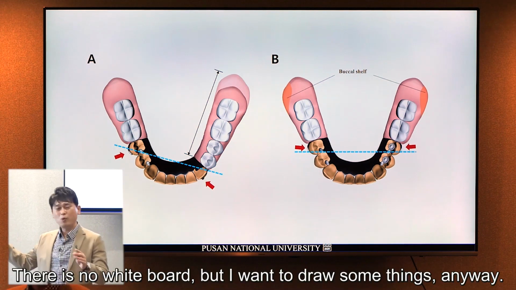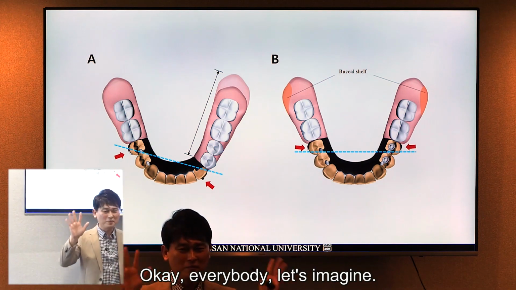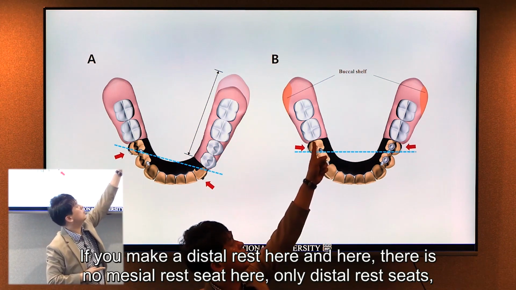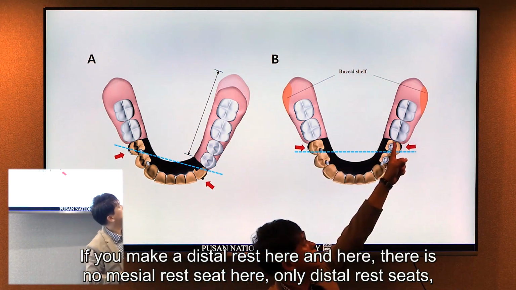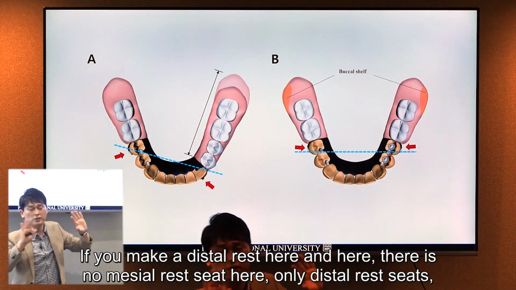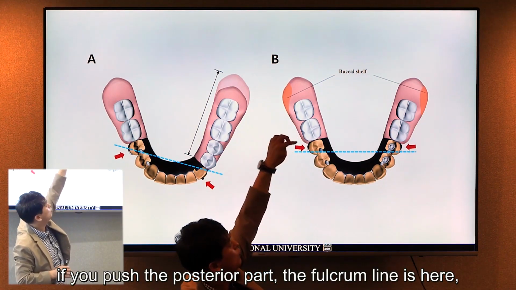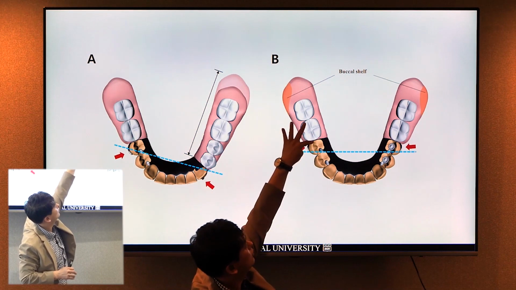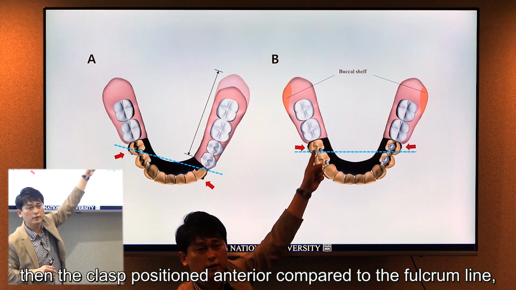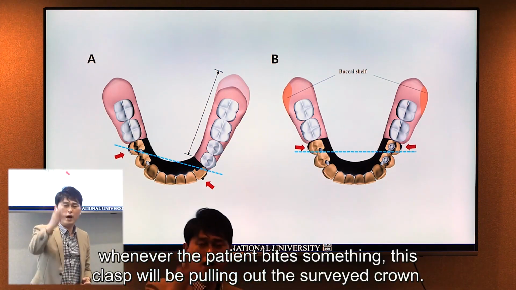I'm sorry, there is no whiteboard, so I want to draw some things. Anyway, everybody, let's imagine. If you make a distal rest here, and a distal rest here, there is no mesial rest seat, only distal rest seat. At that time, when the posterior part is pushed, the fulcrum line is here, and the clasp is positioned anteriorly compared with the fulcrum line. Whenever the patient bites something, this clasp pulls out the abutment crown.